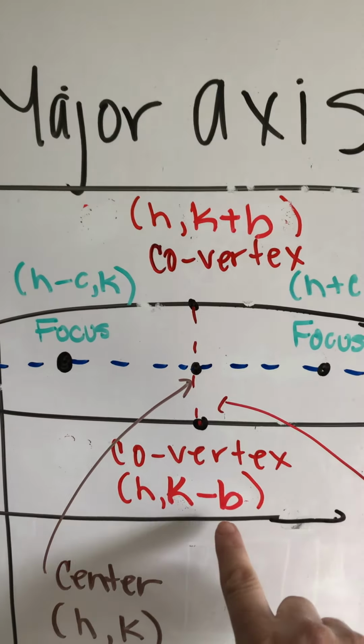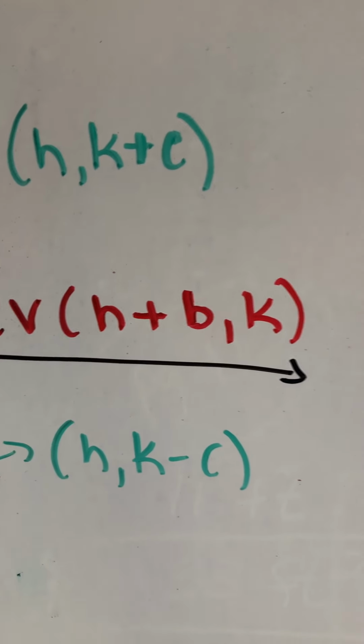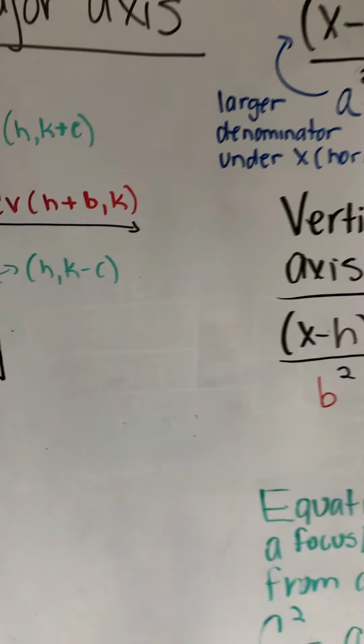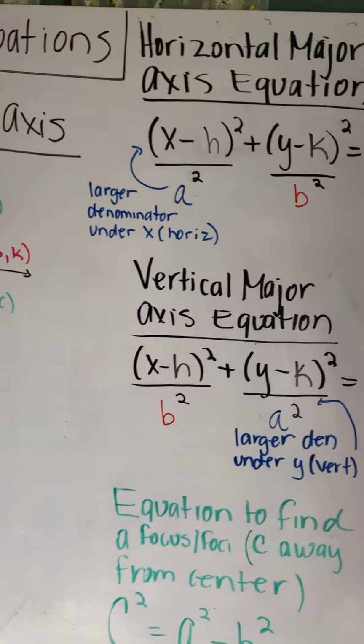So notice a covertex is HK, but it went to the left, and HK, but it went to the right. And the focus, again, the plural is called foci, went up C and down C from the center. So you can see in green, HK went up C, HK went down C. Okay? So here are the equations of ellipses.